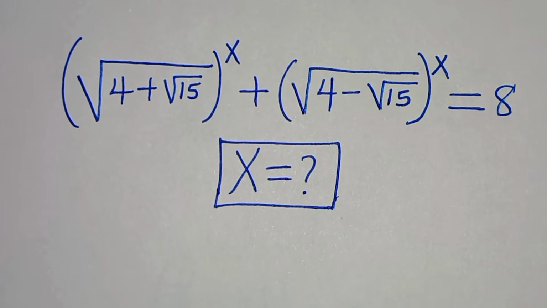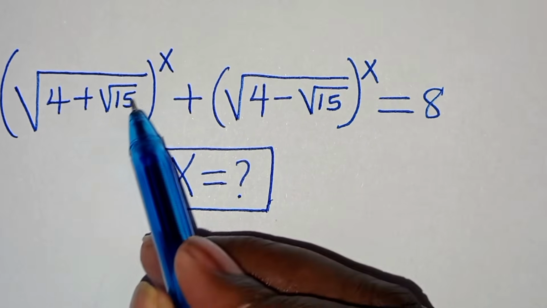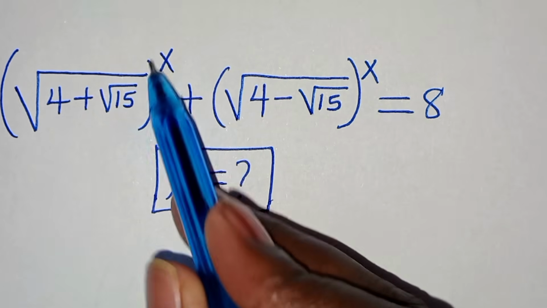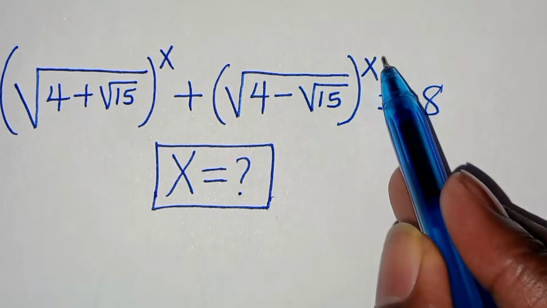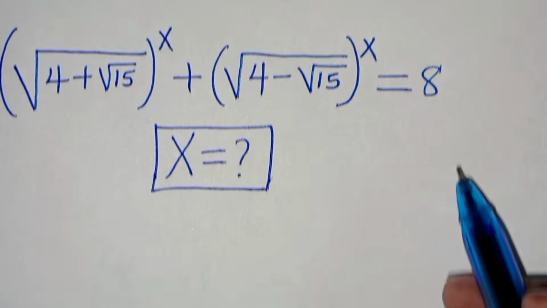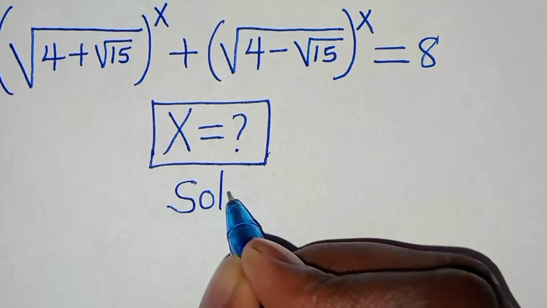You're welcome to solve this nice algebra problem: the square root of 4 plus square root of 15, raised to the power of x, plus the square root of 4 minus square root of 15, raised to the power of x, is equal to 8. So what is the value of x? Now let's provide a solution from here.